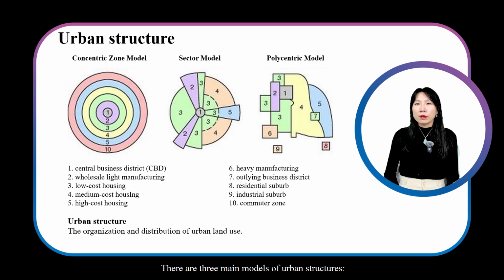There are three main models of urban structures: the concentric model, the sector model, and the polycentric model. These models help us understand how cities are organized and developed, and how different social groups and activities are distributed in cities.